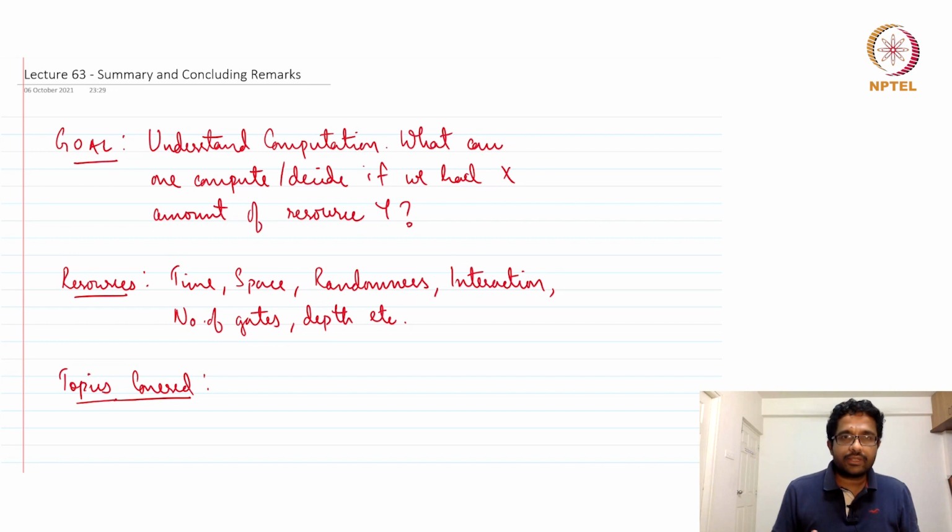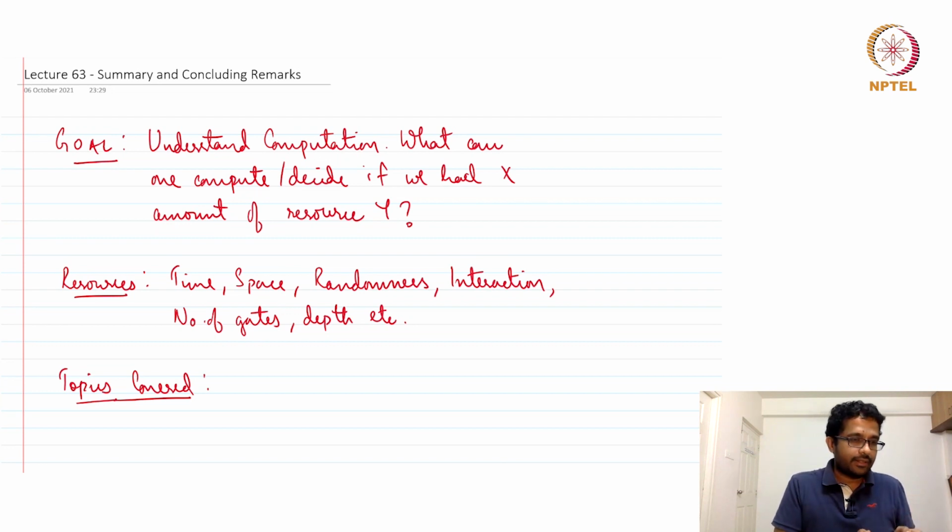But then during the course we saw other resources like randomness, which we could use during the computation. Towards the end of the course we saw interaction being used as a resource, when you have the power of interaction. That could be a resource. In the circuit model, the number of gates, the depth of the circuit, and the fan-in of the circuit were resources. So these are the resources that we used to try to understand computation. On the basis of these resources, we classified computational problems into complexity classes.